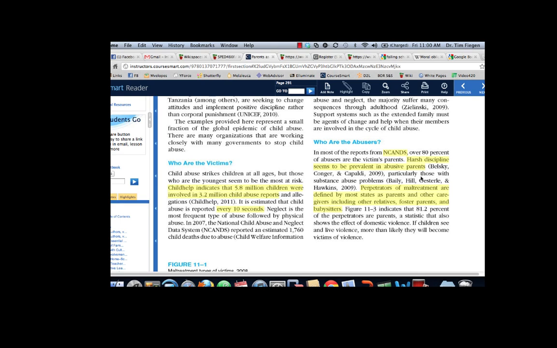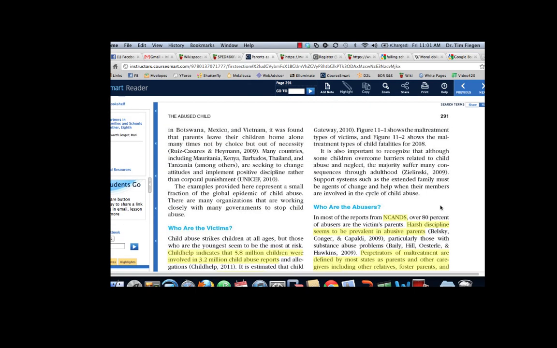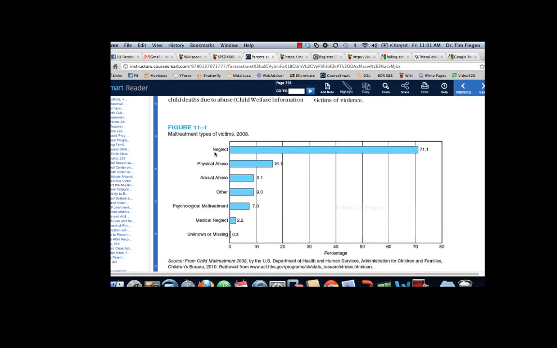And I think it's less, but I grew up in a time where corporal punishment was accepted in the homes. It wasn't at school, but certainly was at the homes. Perpetrators of maltreatment are defined in most states as parents or other caregivers, including other relatives, foster parents, and babysitters. And here's the thing: the most common type in the United States is neglect. And so this is yours.